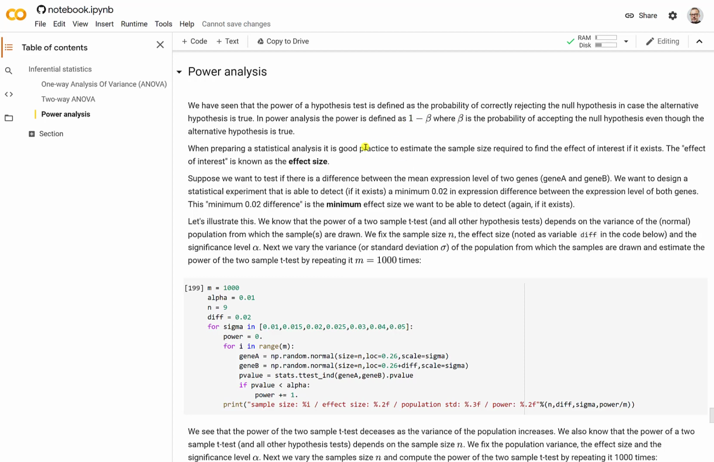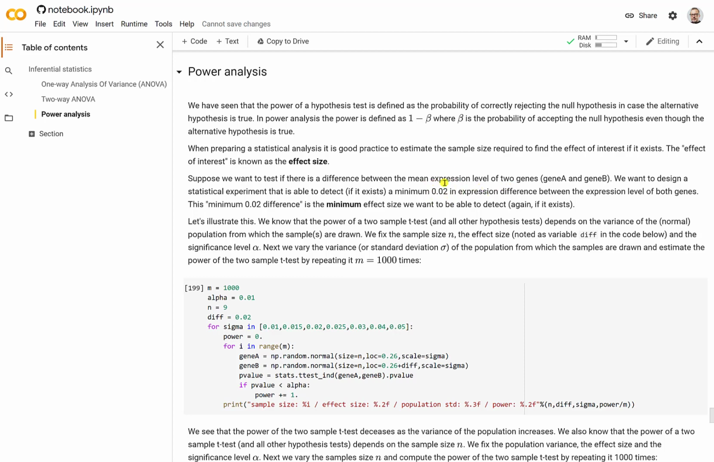So that's what I'm stating here. Before you actually start an experiment, it's very good practice to estimate the sample size required to find an effect of interest, if it exists, of course. So in our case of gene expression levels between gene A and gene B, we might say that we want to at least find a minimum difference in the mean expression level of 0.02. So 0.02 or higher. That's the minimum we want to be able to detect.